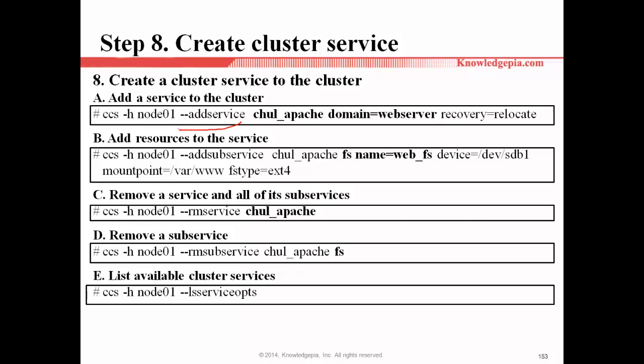For example, here, add service and char_apa. This is the name of the service I create, and the domain web server. Here, domain means the failover domain, and this service has an option, recovery. Recovery means the policy of the recovery. If this service is recovered, then we use relocate.